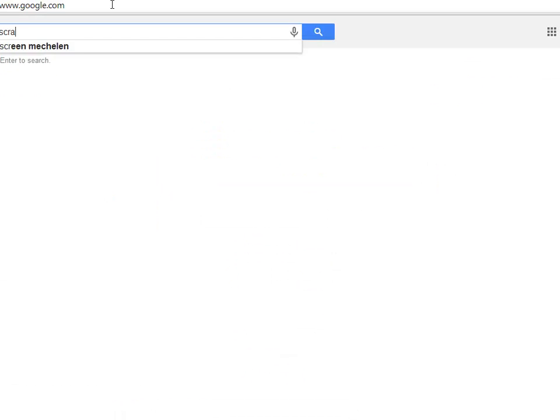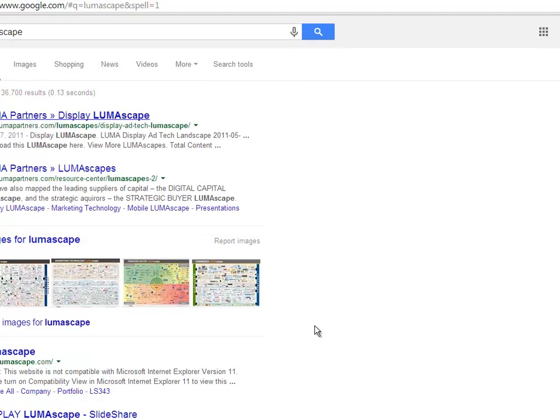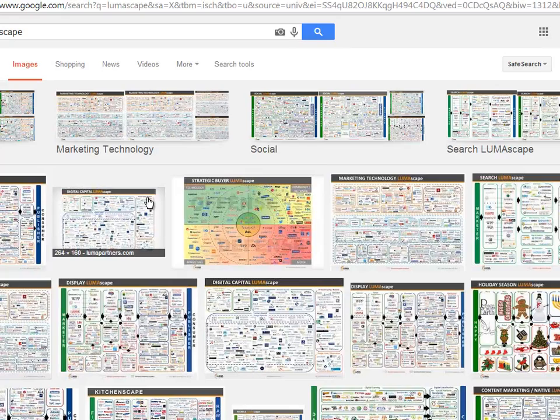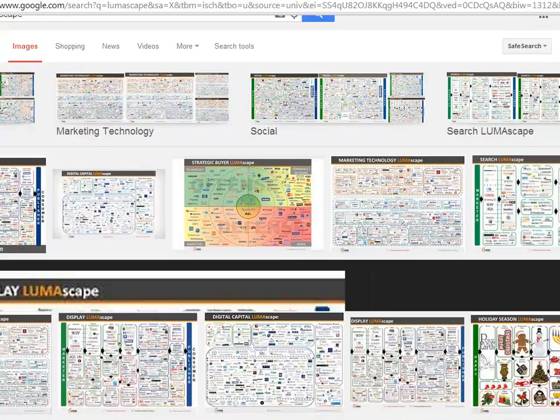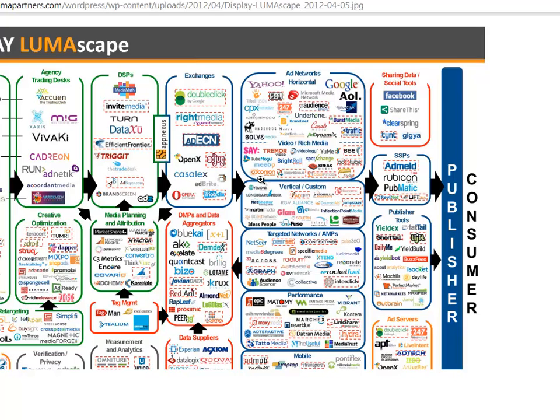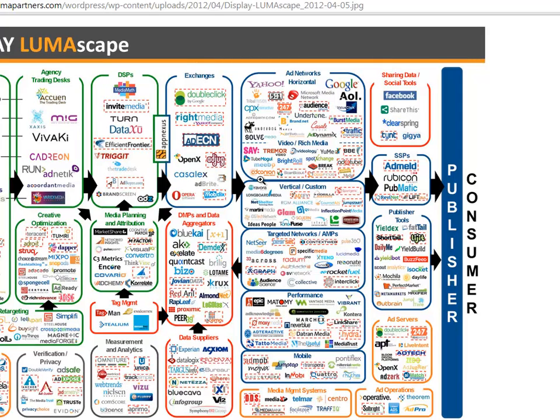Lumascape, and you go to display Lumascape, these are all different companies that power digital advertising to your customers. So you could see there's ad servers and there's agencies and there's media planning and all these different ones. And one of them is supposed to be like ad exchange. I don't know. Yeah, right here. Ad networks. Here's the exchanges. See, like the exchanges power the ad networks.